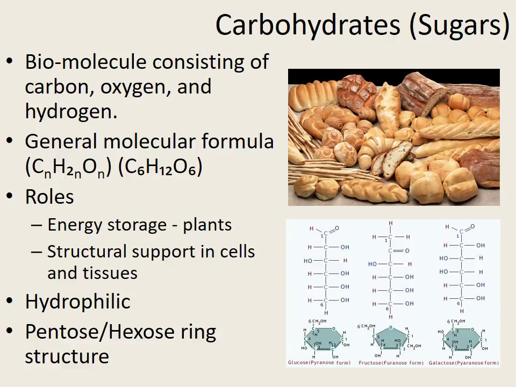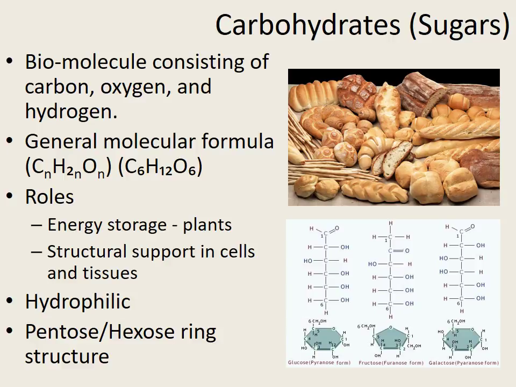That's it. The general molecular formula here is CnH2nOn. And what does that mean? Well, if this molecule, or whatever molecule we're taking a look at, has 6 carbons, it has to have 6 oxygens. But because there's a 2n there for hydrogen, it has double the amount of hydrogen, meaning that there's 12 hydrogen. Its roles in cells, both in plant and animal, is for energy storage and obviously structural support in cells and tissues. This molecule is hydrophilic.